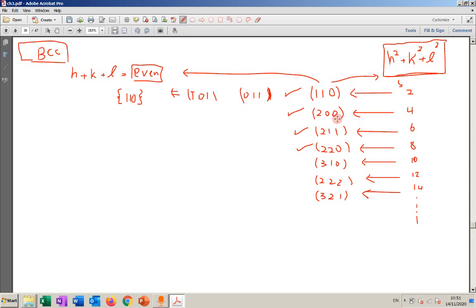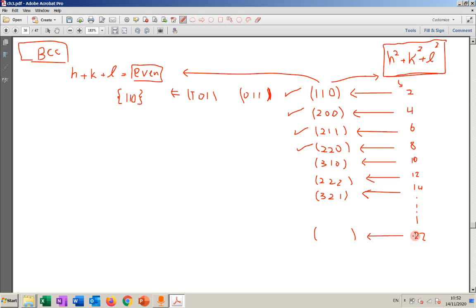Their square sum will be 2, 4, 6, 8, and go on in this manner. Let's say I'm checking 22. How can we find those things? I need you to practice by yourself: put an even number here, an even number here, and try to find the plane by yourself.